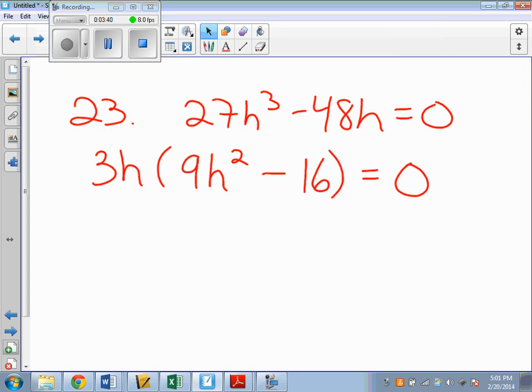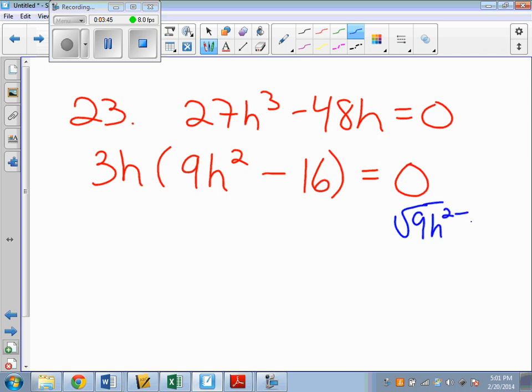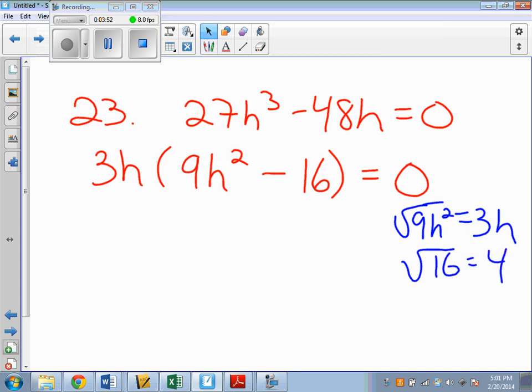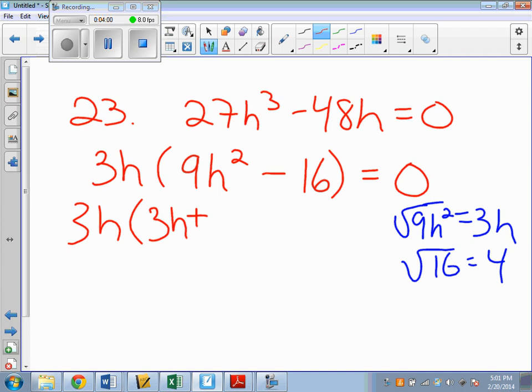So I'm going to write out, the square root of 9h squared is equal to 3h, and the square root of 16 is equal to 4. And that tells us that we can factor 9h squared minus 16 into 3h plus 4 times 3h minus 4. It's still set equal to 0. So I completely factored this, and I think this was probably the hardest one to factor. No, I don't think it's the hardest one to factor.